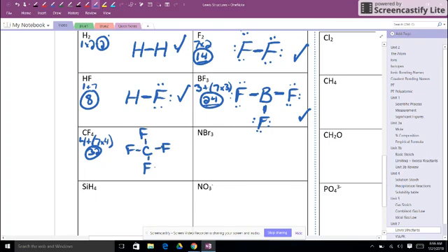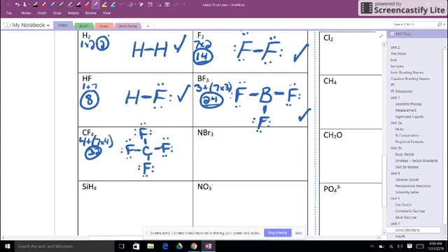Now let's fulfill the octet rule. Now look at carbon. It's already got 2, 4, 6, 8. Carbon's good. Let's just leave it. Okay, now the fluorines. 2, 4, 6, 8 on each one. Okay, now everyone's fulfilling the octet rule.